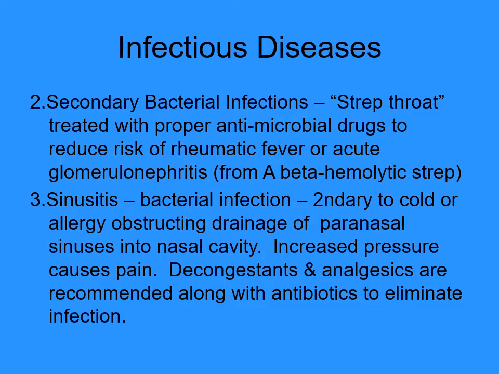Treated with proper antimicrobial drugs to reduce the risk of rheumatic fever or acute glomerulonephritis from alpha or beta hemolytic strep. Sinusitis is a bacterial infection, usually secondary to cold or allergy, obstructing drainage of paranasal sinuses into the nasal cavity, and that increased pressure causes pain and sometimes causes a sinus headache. Decongestants and analgesics are recommended along with antibiotics to eliminate infection.